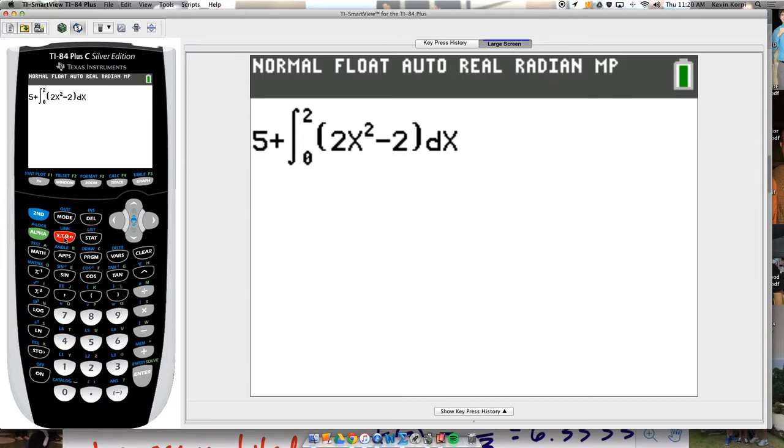Now, when I hit enter, I should get what? 6.33333. So we don't even need to hit enter, do we? We know it's going to be that. Okay, very good.